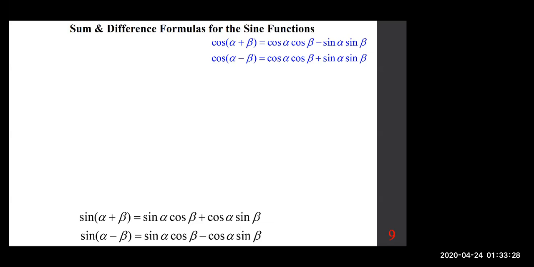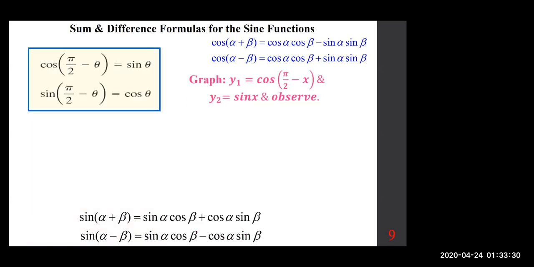Here we go. Cosine of pi over 2 minus theta is sine theta. Sine of pi over 2 minus theta is cosine theta. There are two ways to prove it. One way is to graph. Look at the one that is in purple. You can graph and observe. But more importantly, we can do this analytically, algebraically, and that's what we are going to do right now.